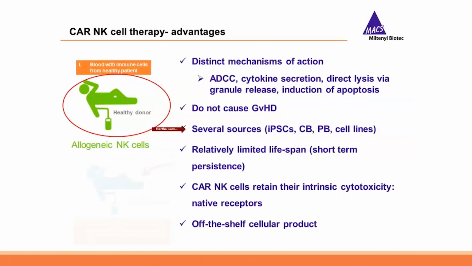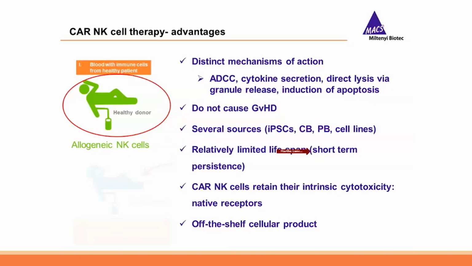For example, generate them from iPSCs, from cord blood, from peripheral blood, and even now some studies are using cell lines. Another advantage that could be good or bad is the relatively limited lifespan of the NK cells, so they really have a short-term persistence. In this case, it can be good.